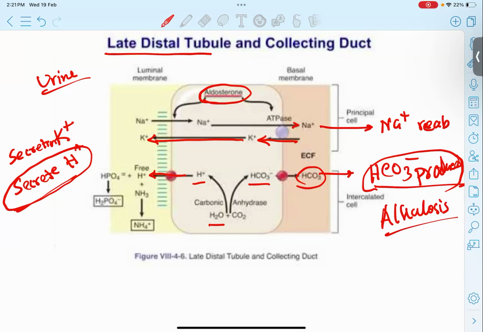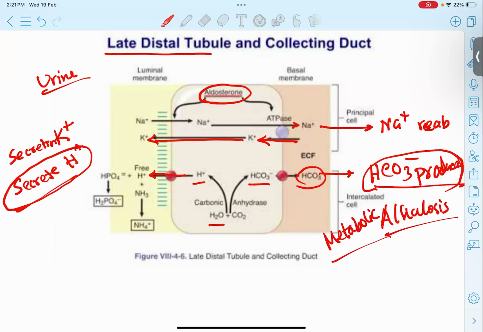But my point is that if we are doing something with the lung, if we're retaining carbon dioxide or washing out carbon dioxide, that is called respiratory. If this function is going through the kidney, that is metabolic. Since we are now learning renal, it's a kidney function and there is bicarbonate production, so it is called metabolic alkalosis.